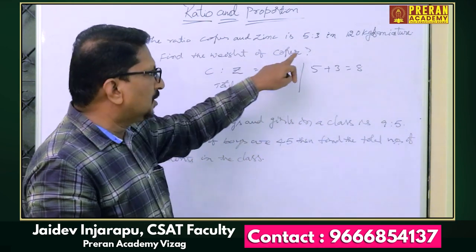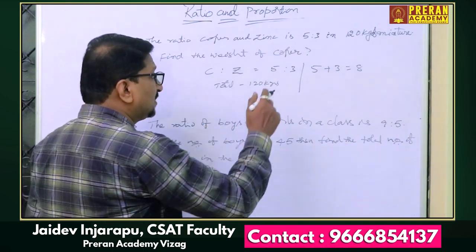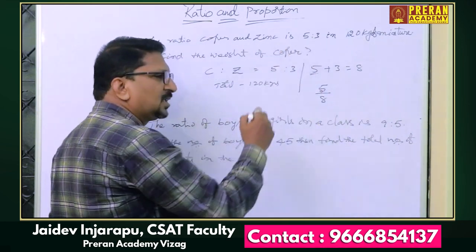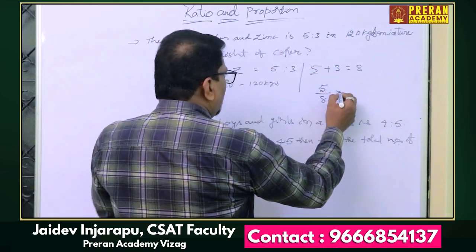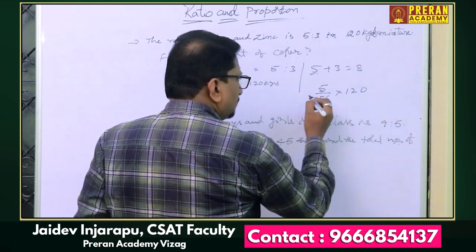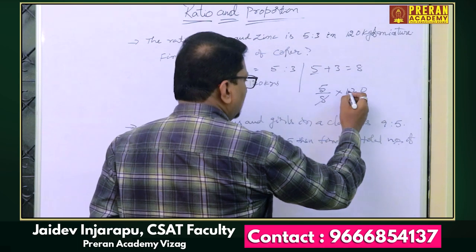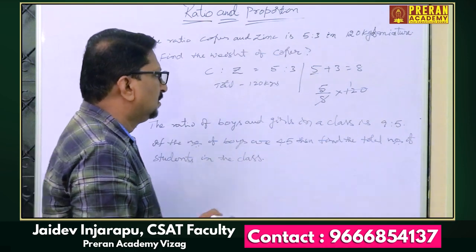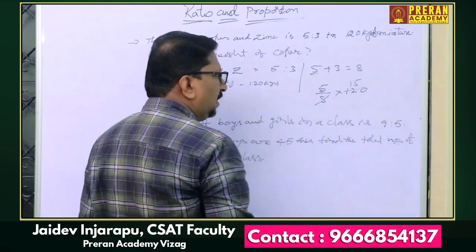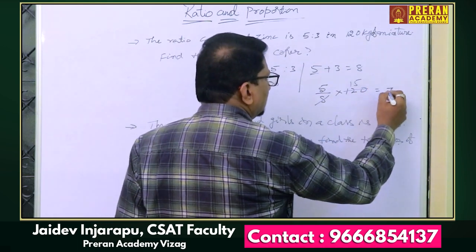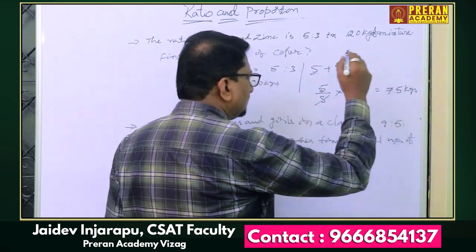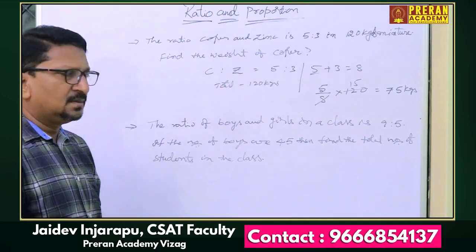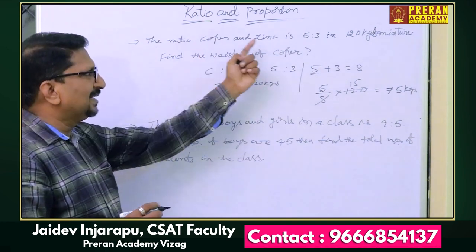Now find the weight of the copper. He has asked the weight of the copper. How many parts of copper are there? 5 parts. So 5 by total number of parts into total quantity. 8 ones are 8, 8 fives are 40... 8 fifteens are 120. So it is 75. Right? Very simple. It is enough to analyze the given one.